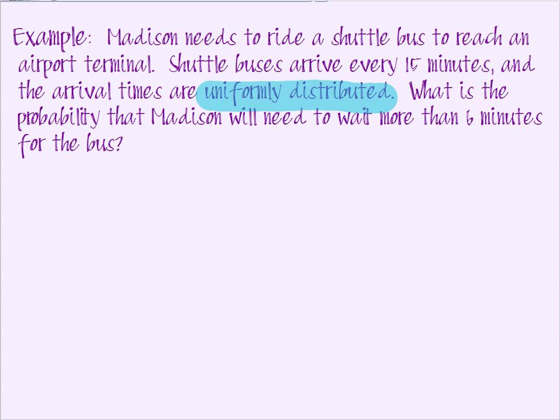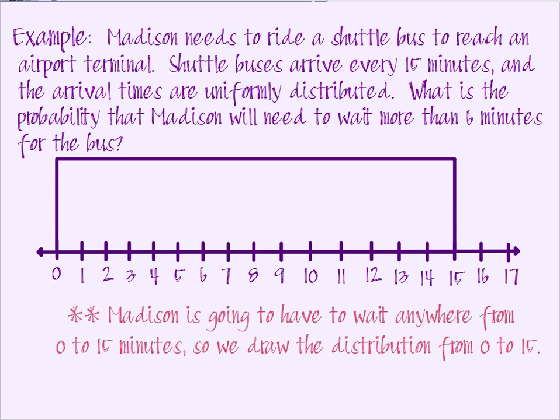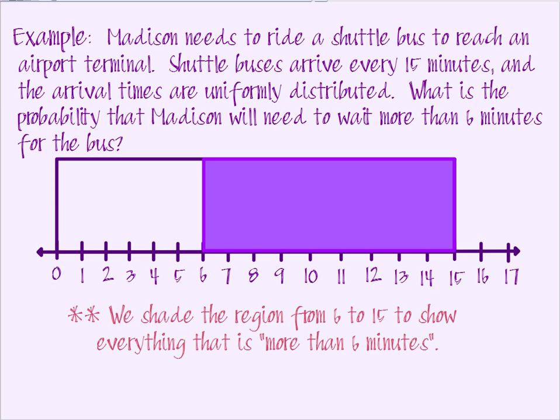We want to know the probability that Madison's going to need to wait for more than 6 minutes for the bus. So remember, the buses arrive anywhere from 0 to 15 minutes after someone arrives, right? So Madison has every chance of waiting from 0 to 15 minutes. So that's where we're going to draw our distribution. We're looking for the times that are greater than 6 minutes. Keep in mind that even 6.01 minutes is still considered greater or more than 6 minutes. So I'm going to shade in everything from 6 to 15.